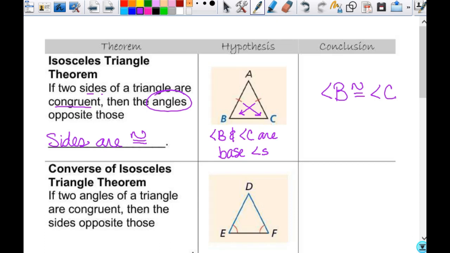That's not exactly what it says, because the isosceles triangle theorem doesn't even use the word isosceles triangle, right? It just says if two sides of a triangle are congruent. Well, if two sides of a triangle are congruent, that makes it an isosceles triangle, right? And then the angles opposite those sides are congruent. That means those are the base angles, and those are congruent too. So even though it doesn't use those words, that is exactly what it's saying. That's why it's called what it's called. We good? All right, so now the next one is a converse.